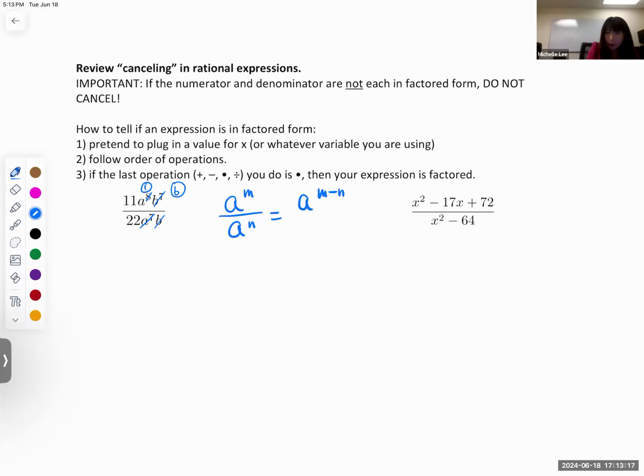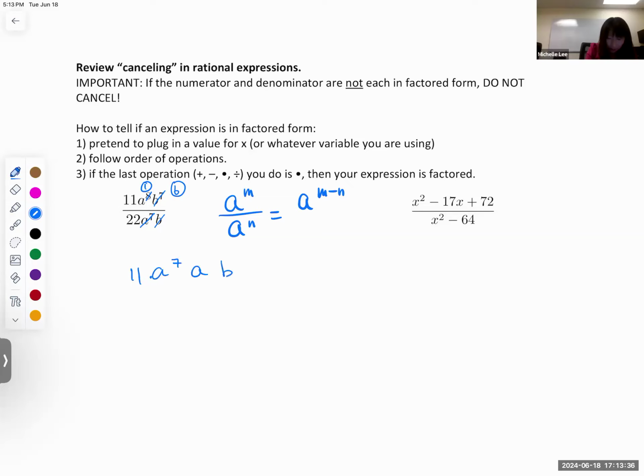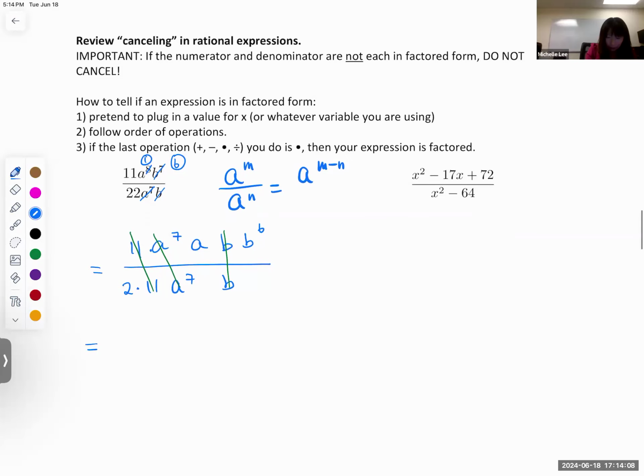So 11 over 22. There will be, let me rewrite everything. So 11 times 1. So let me just leave 11. And then a to the 7 power. And then b to the 1 power, and then b to the 6 power. It's okay with you? You guys know what I'm doing? And 22, I want to factor out 2 times 11, and then a to the 7 power, b, right? Okay, now I want to simplify this way. Then we get a b to the 6 power over 2. That's it, right?